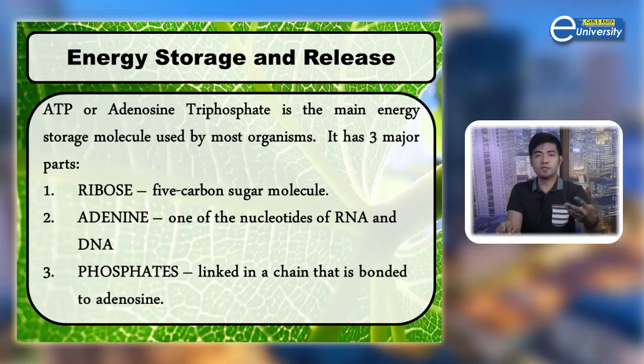And as you've seen in our slide, ATP is composed of three major parts. We have the ribose, the adenine, and the phosphate. Ribose, of course, is a 5-carbon sugar molecule. We have the adenine, which is one of the nucleotides of RNA and DNA. And of course, the phosphate, which serves as the backbone of the ATP molecule.